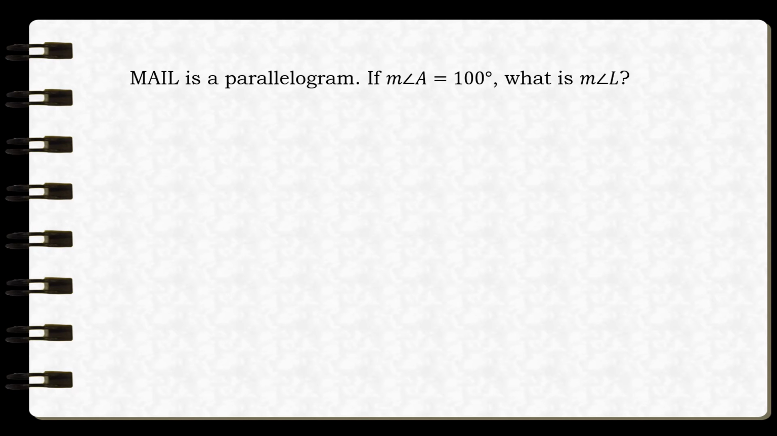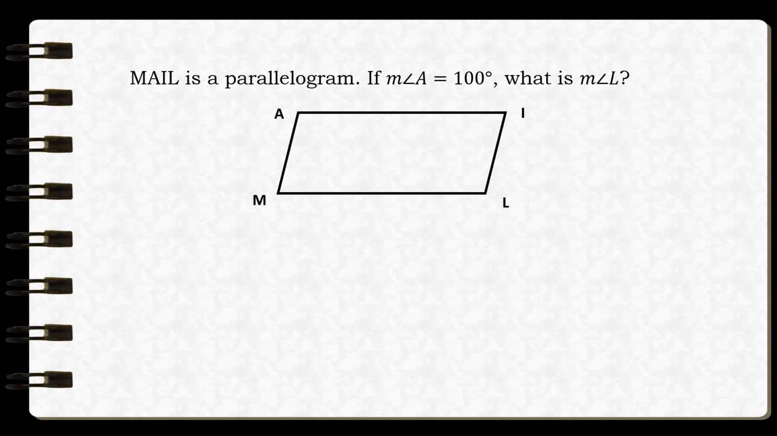Let us have the first example. MAIL is a parallelogram. If the measurement of angle A is equal to 100 degrees, what is the measurement of angle L? So this is the parallelogram MAIL. Angle A is the opposite of angle L.